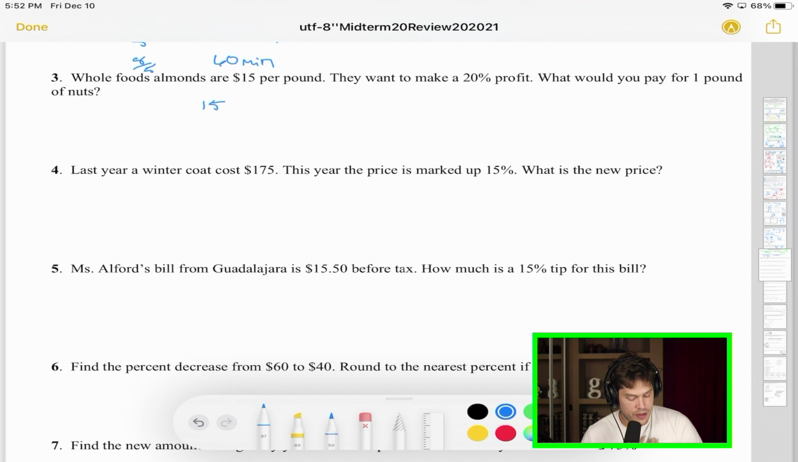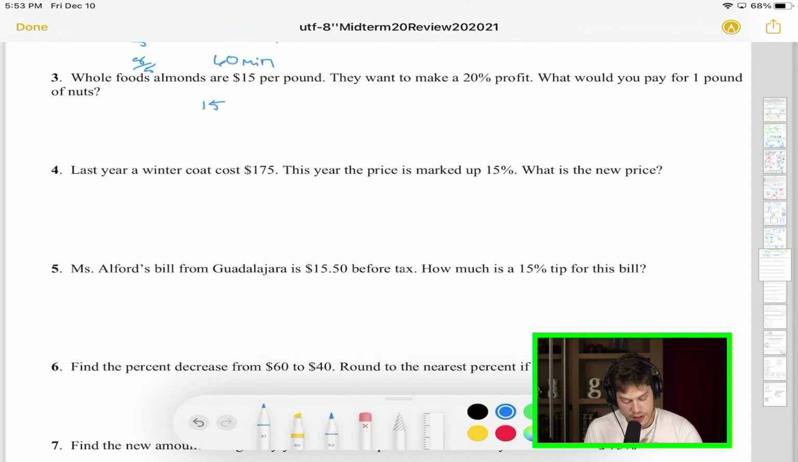Okay, so I kind of can read this question two ways. Are they saying they want to make 20%, so they're going to charge 20% more than this? Or they're going to charge 20% less than this? Either way, how do you find 20% quickly? Well, the easiest way is to find 10% quickly and then multiply that by 2.